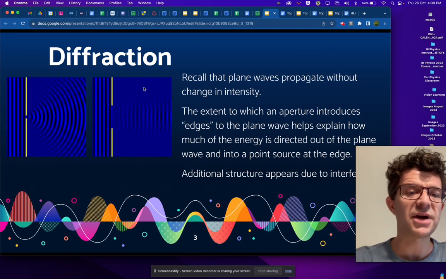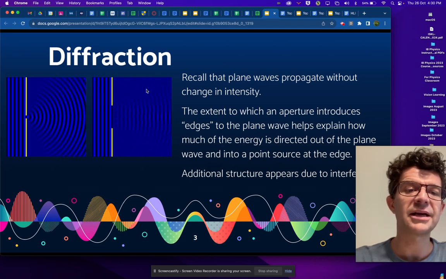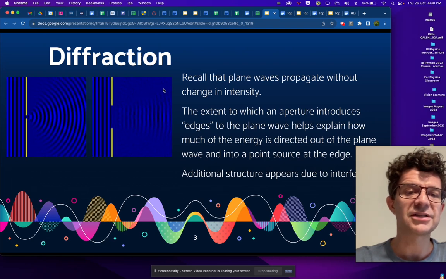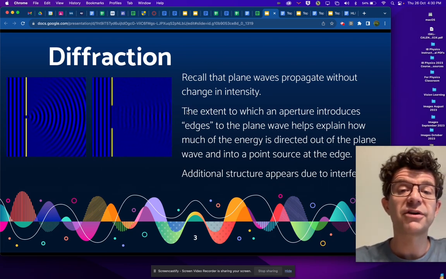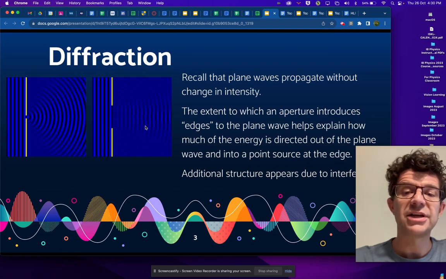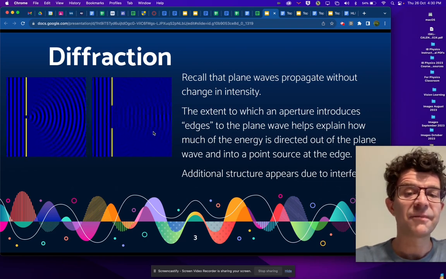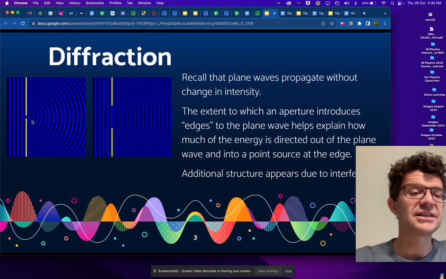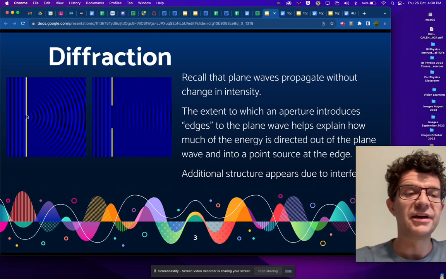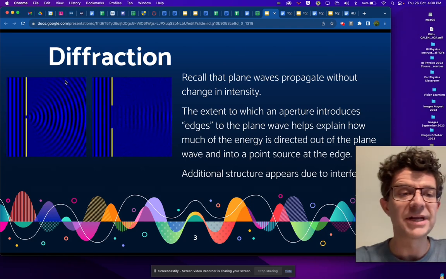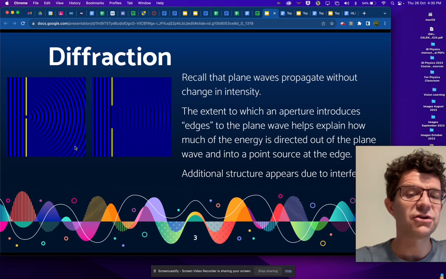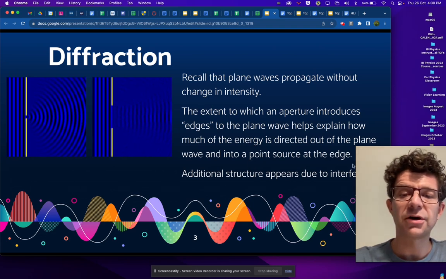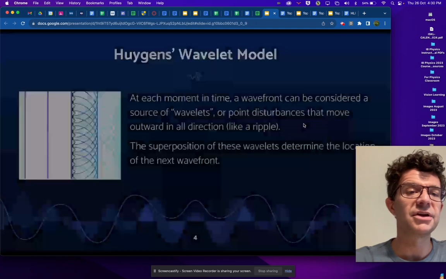But we do see some spreading, and we see some details in here that look like maybe interference that's taking place. A region here where there's no wave, and a region here where there's a stronger wave. And so this is what we were referring to with diffraction. We're referring to the extent to which an aperture introduces edges to the plane wave. And it helps us think about how energy is directed into what I call the shadow region. So this would be like the shadow region over here behind the yellow, and how much of that energy gets directed outward. And we do want to also understand some of the additional structure that appears due to interference.